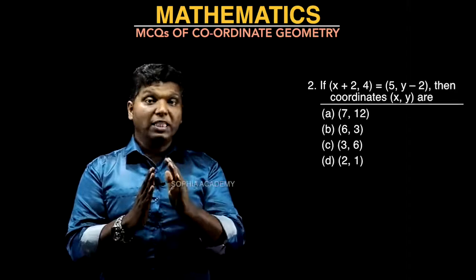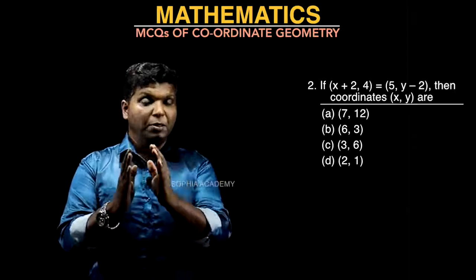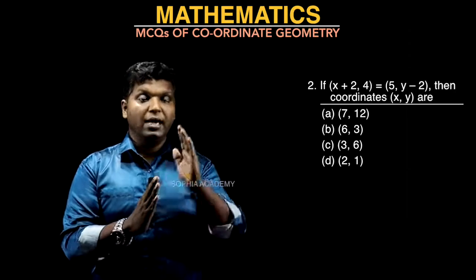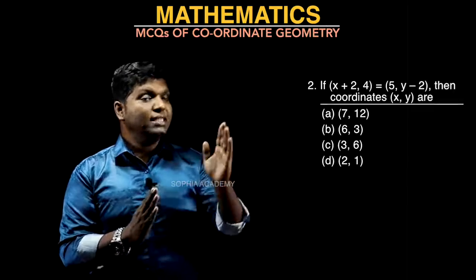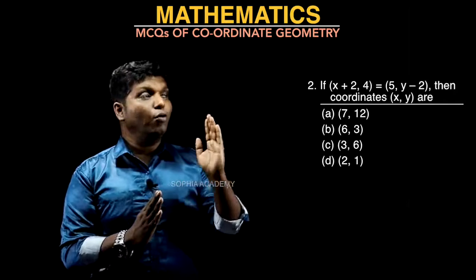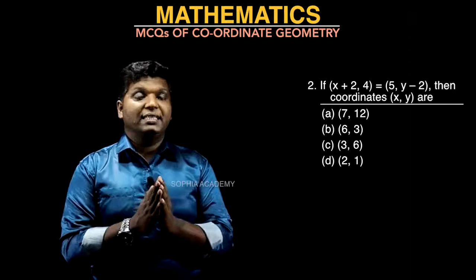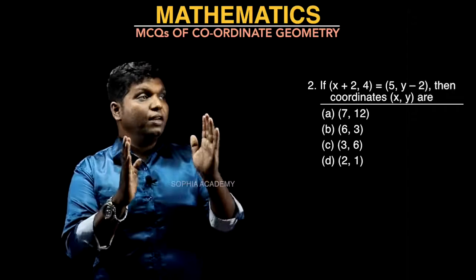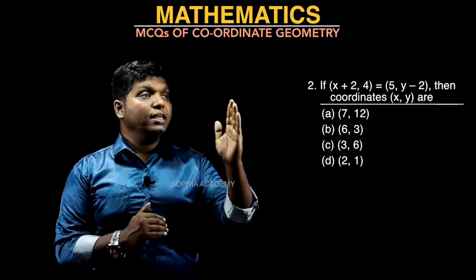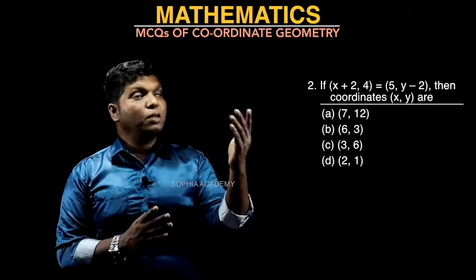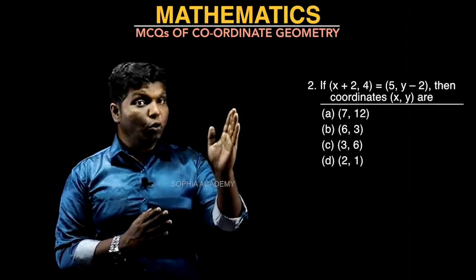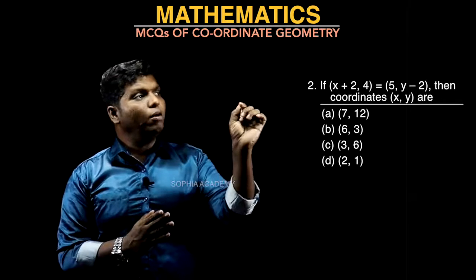If (x plus 2, 4), that means x plus 2 is the x coordinate, 4 is the y coordinate. (x plus 2, 4) is equal to (5, y minus 2). Then the coordinates (x, y) are. So here you can see there are two things given. One is (x plus 2, 4), and the other is (5, y minus 2).